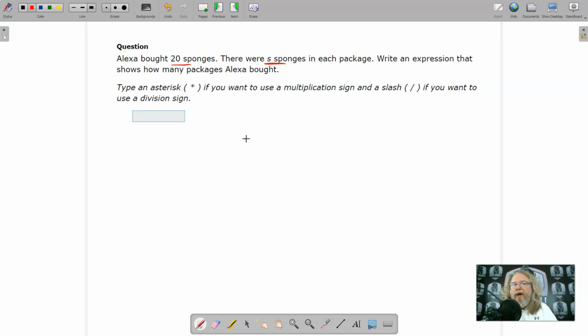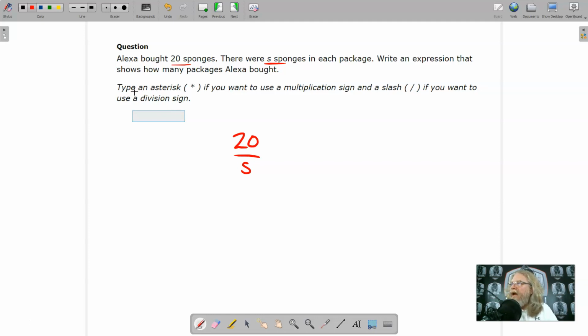So the whole group that we're breaking apart is the sponges, which there's 20 of them. And we're dividing it, we're breaking it apart into the number of packages, in this case, which is S, I suppose, for sponges. So it would be 20 divided by S. I wrote this as a fraction because, well, every fraction is a division problem. I'm sure you've heard me say that plenty of times, and you'll hear me say it a lot more.